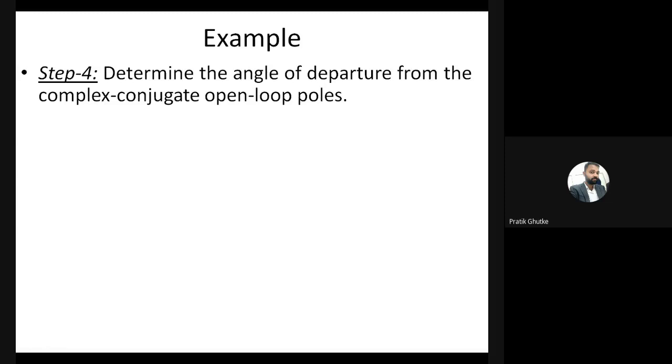Step 4, to determine the angle of departure from the complex conjugate open loop poles, and from where that angle of asymptote will go, I have to calculate the centroid first of all. Formula for centroid is summation of real part of poles minus summation of real part of zeros divided by P minus Z.